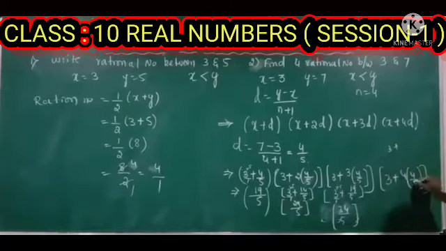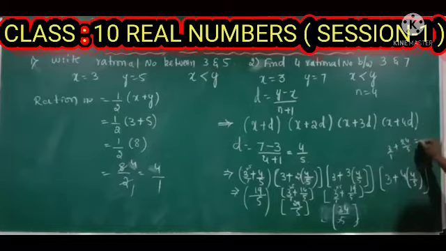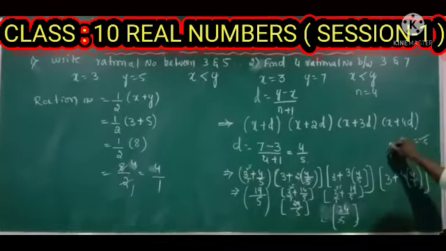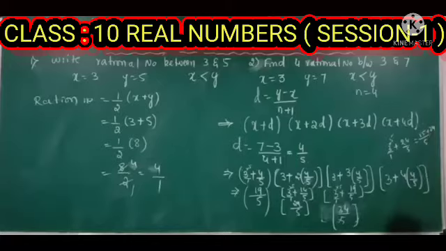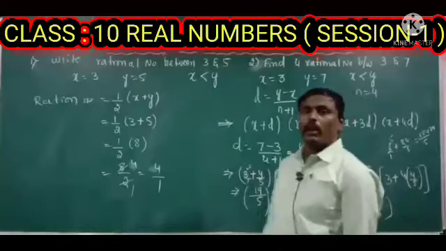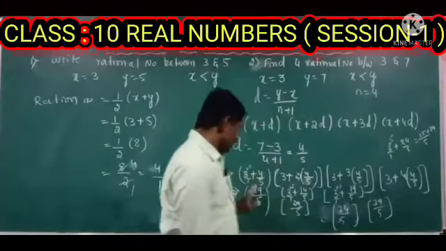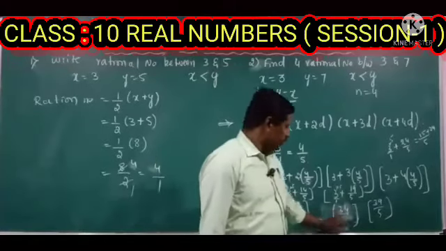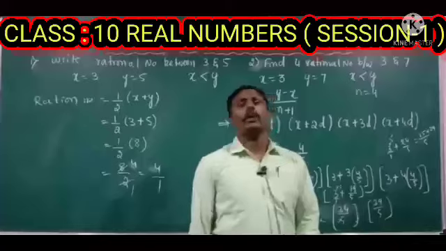And next one, similarly calculate: 3 plus 4 5s are 20, 20 plus 4 is 24 divided by 5. The denominator is always 1, so the LCM of these two is 5. 5 3s are 15, 15 plus 24 is 39 by 5. So the required rational numbers are 19 by 5, 29 by 5, 34 by 5, 39 by 5.